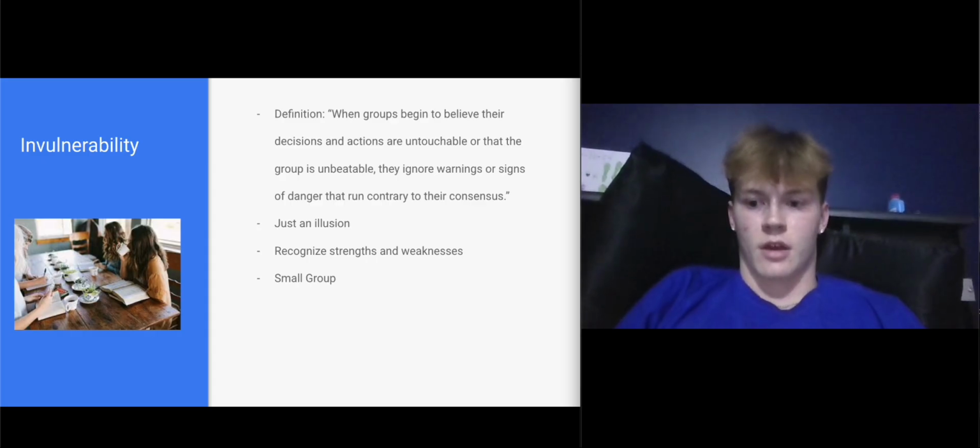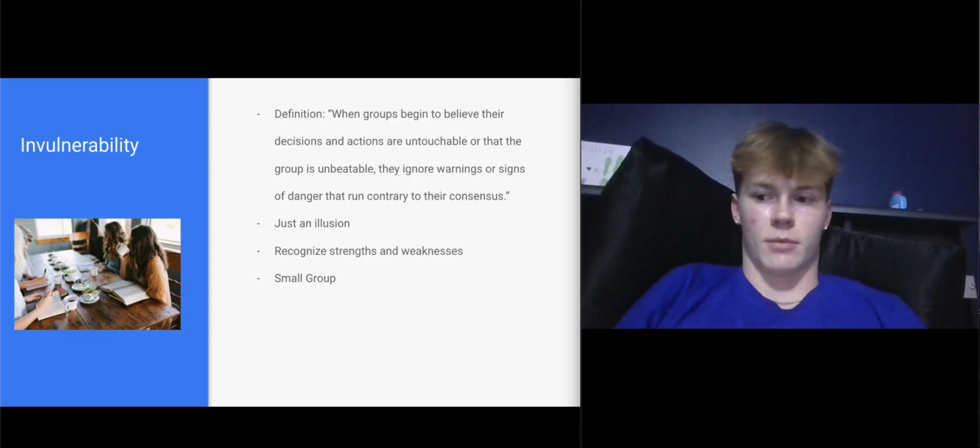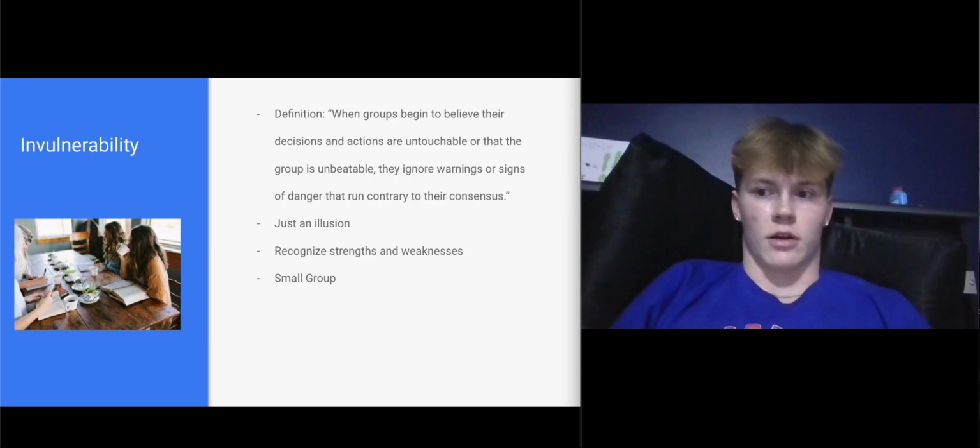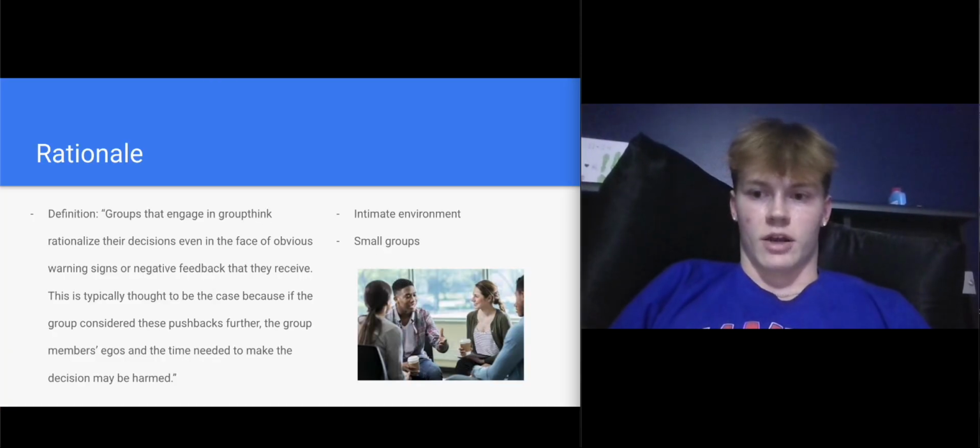weaknesses. An example of this might include a small group with a couple of members having so much confidence that they are more eager to take extreme risks and convince others in the group that it is the right choice. What this can do is lead to problems that will hurt the group in the long run. The next thing that we'll be talking about is rationale.